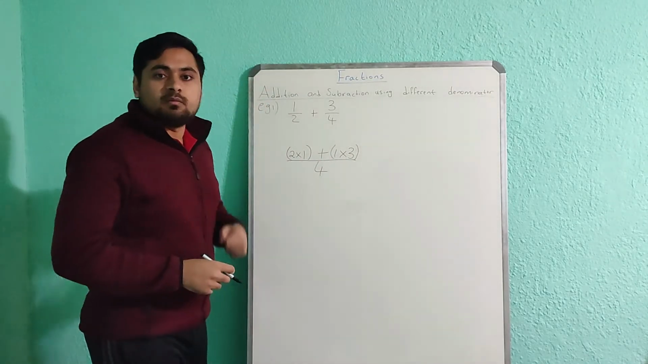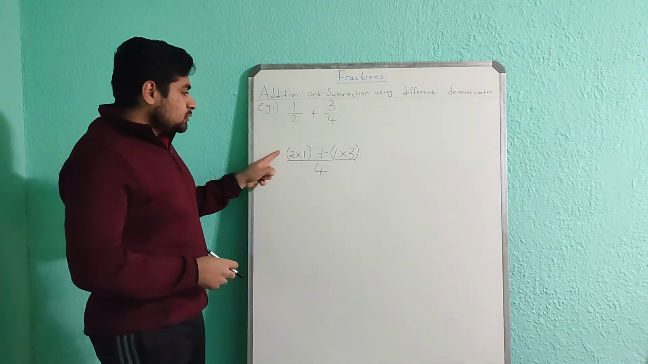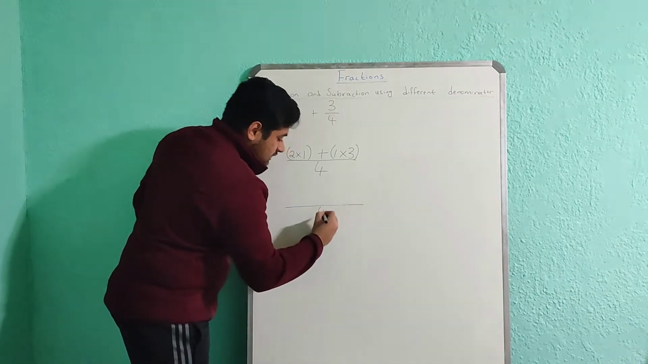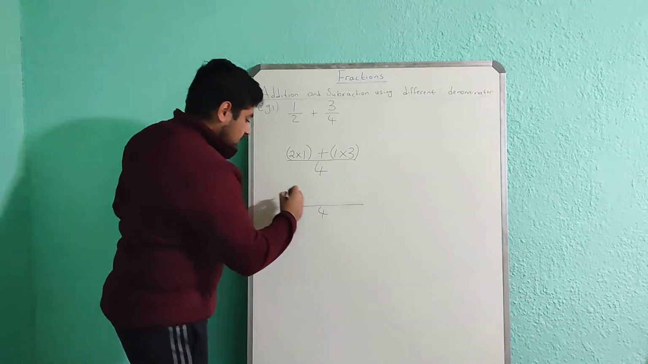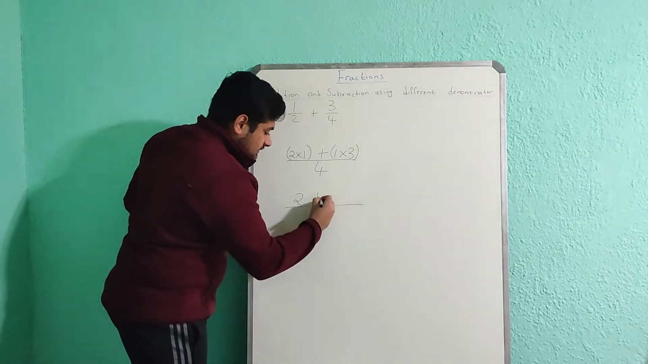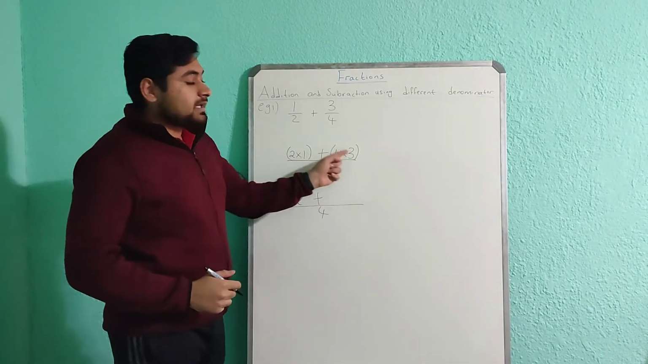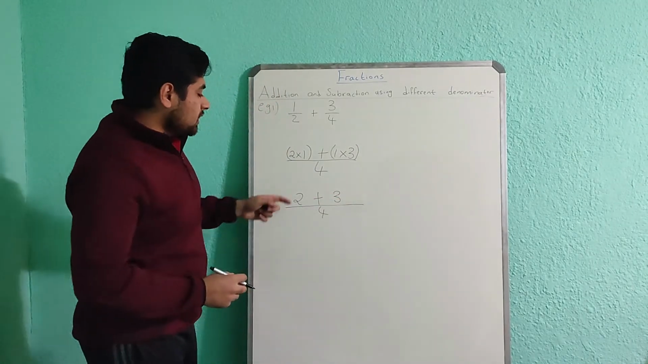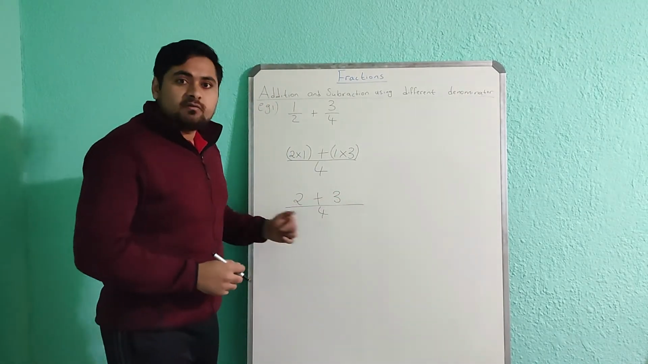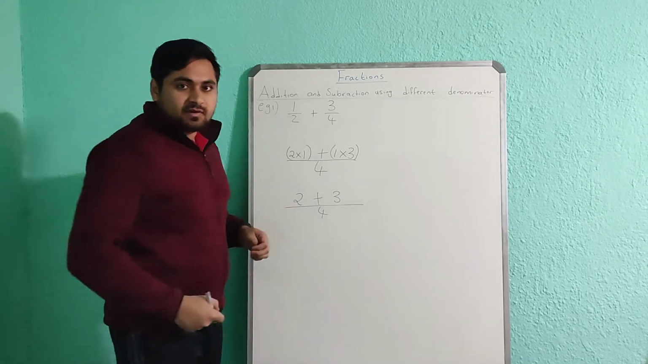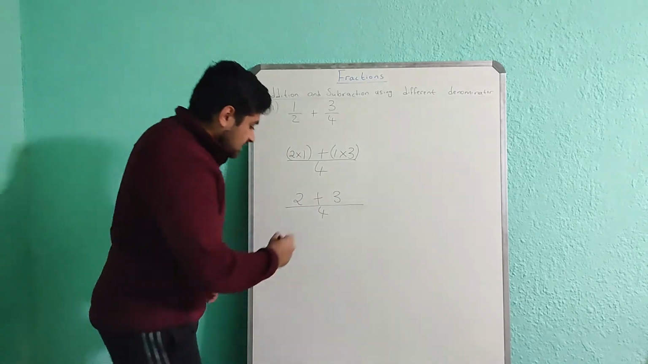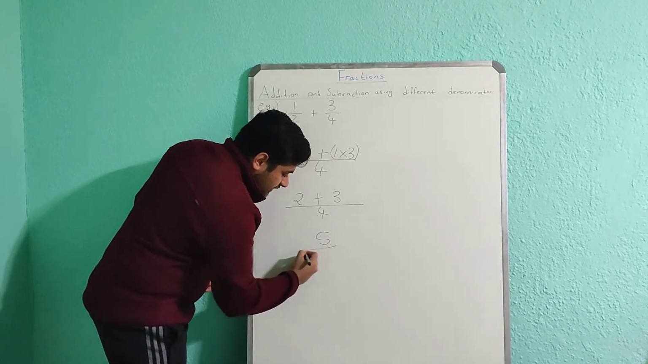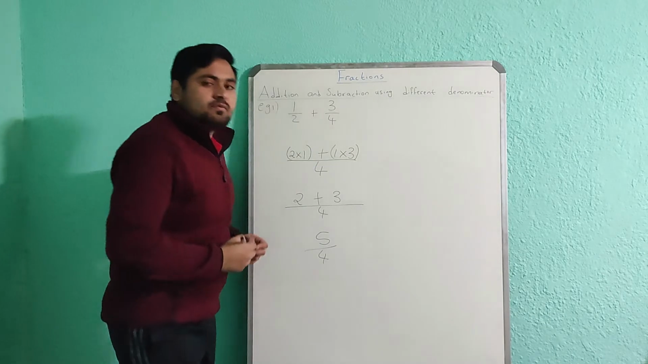Now you simply perform the calculation. So what is 2 times 1? So you write over 4. What is 2 times 1? 2. Plus, what is 1 times 3? 3. So we know we got 2 plus 3 over 4. Now simply add the fraction. So add the numerators. So we got 2 plus 3 is 5. So the answer is 5 over 4.